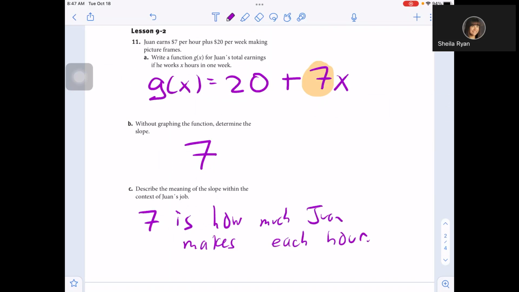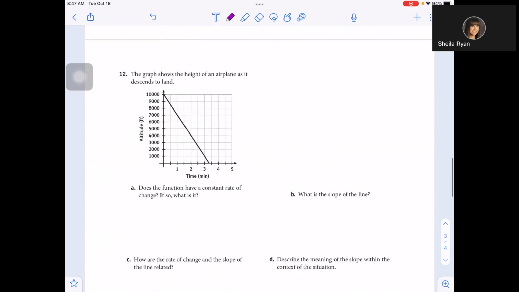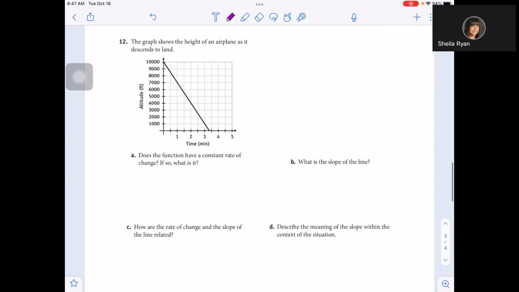Pause as you need to, if you need more time to write. Number 12, the graph shows the height of an airplane as it descends to land. Does the function have a constant rate of change? Okay, so we can see because it's a line, it is going to have a constant rate of change. A line has just one slope. And then if so, what is it? So I'm going to go from this point to this point.